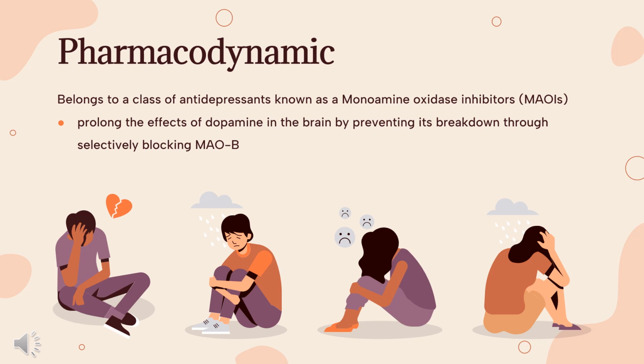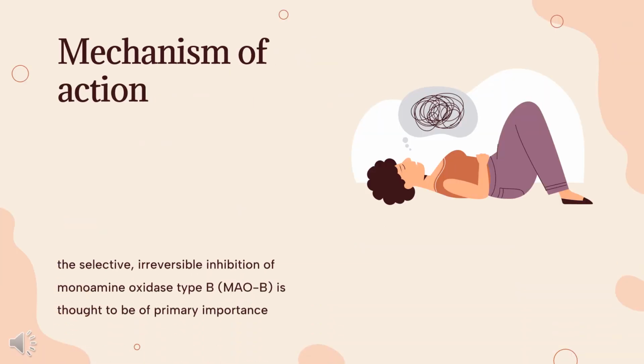Dopamine is an essential chemical that occurs in many parts of the body. It is the premature degradation of dopamine that results in the symptoms of Parkinson's disease. Monoamine oxidase, MAO, is an enzyme which accelerates the breakdown of dopamine. Selegiline can prolong the effects of dopamine in the brain by preventing its breakdown through selectively blocking MAO-B. It also may prevent the removal of dopamine between nerve endings and enhance release of dopamine from nerve cells.